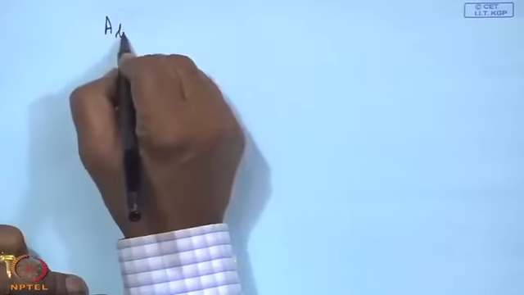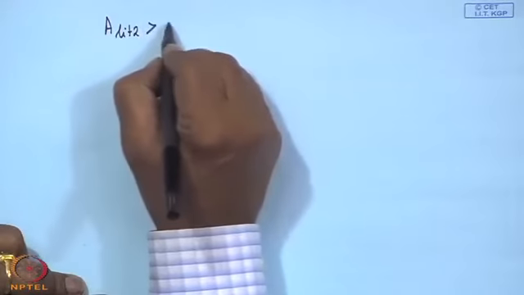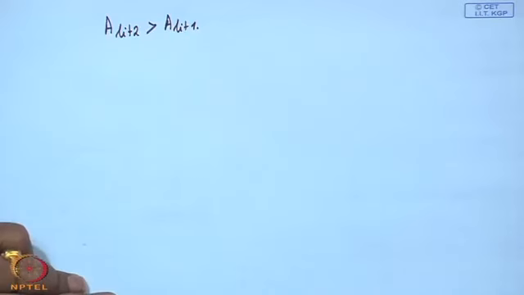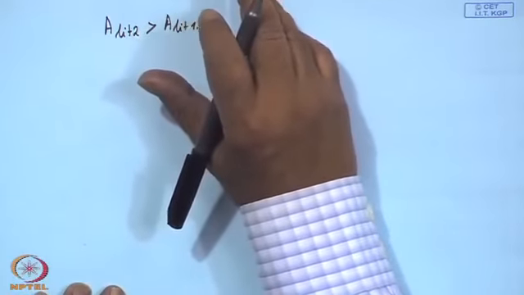So, A lit 2 is always greater than A lit 1. So, in one sense my shading factor here will be overestimated. It assumes that more area is covered rather than less area. Okay. So, that is about it.